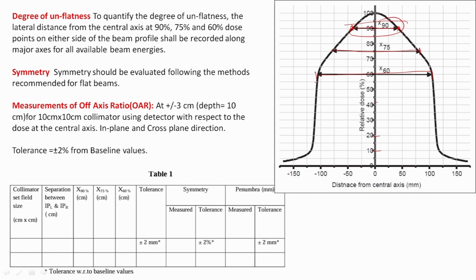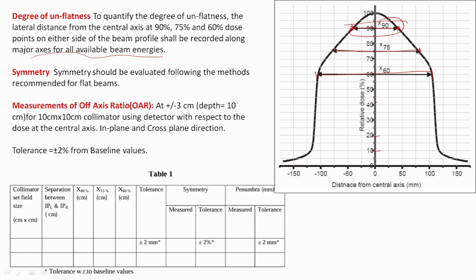To quantify the degree of unflatness, the lateral distance from the central axis at 90%, 75%, 60%, those points on either side of the beam profile shall be recorded along the major axis for the available photon beam energies. And symmetry should be evaluated the same way as you measured it in the case of your flat beam. Measurement of off-axis ratio is an additional quality assurance. Off-axis ratio needs to be measured. What is this off-axis ratio?